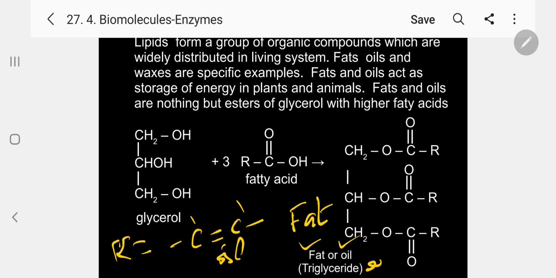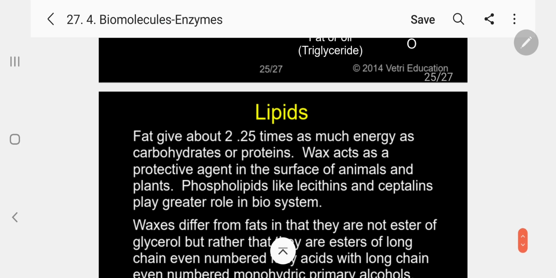Fat is solid form, oil is liquid form. So conversion of oil into fat is called hardening of oil. Simply by passing hydrogen in the presence of nickel, oil will be converted into fat. That's why we are advised not to take oily roasted chicken or mutton. We should not take it, because we are taking more and more fat inside. Already we have fat, so we should not take the roasted things.